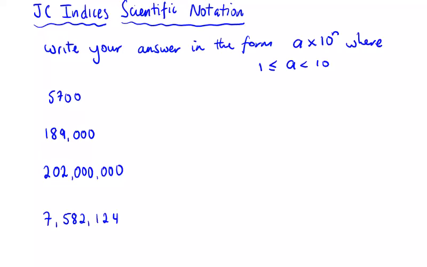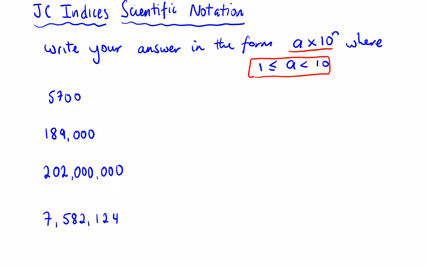Okay, in this video we're going to look at scientific notation. Scientific notation is where you're asked to write your answer in the form a by 10 to the power of n, and you'll be told that a has to be between 1 and 10, but less than 10 and greater than or equal to 1. So what does this actually mean in real terms?